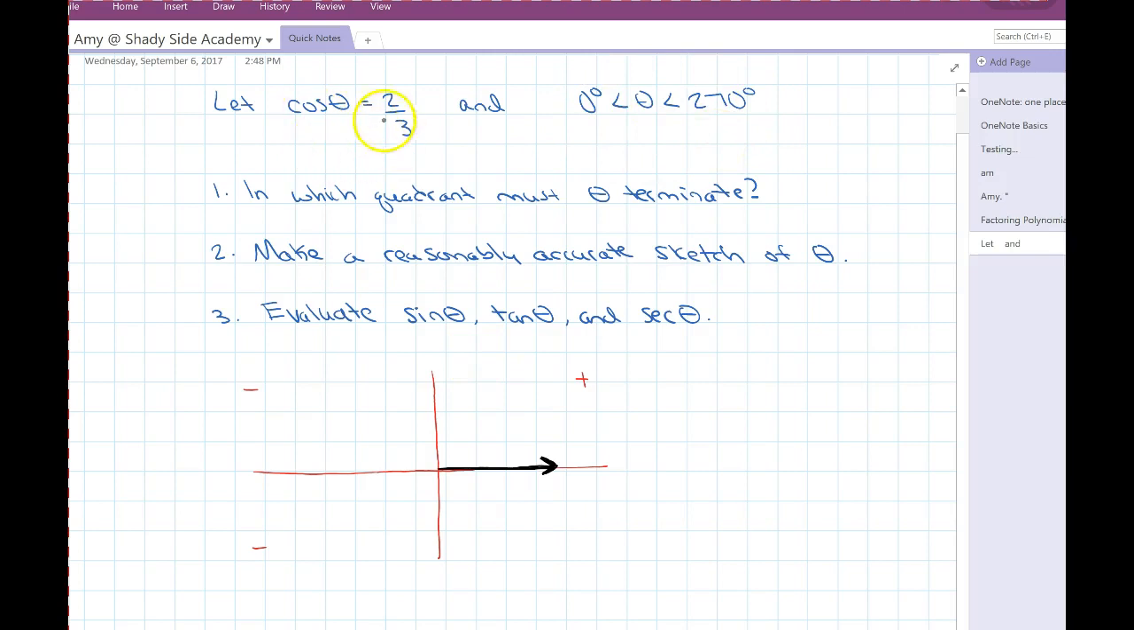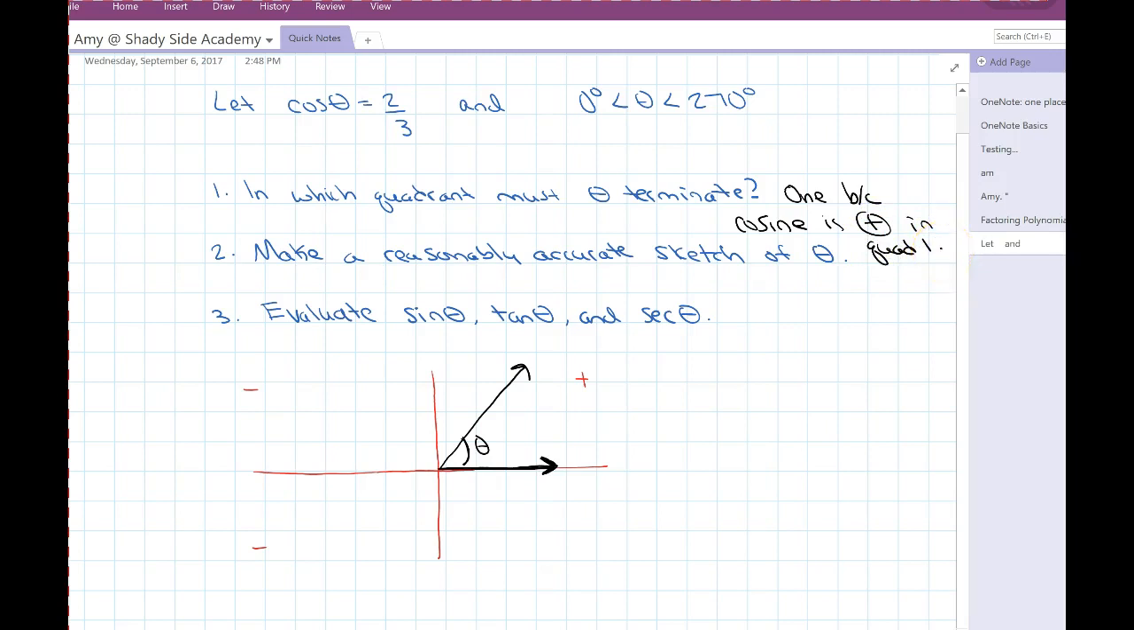Well, the fact that cos of theta is 2/3 tells me that this angle theta must terminate somewhere in quadrant 1. So I'm just going to do this. This angle here, that must be theta. Okay? So theta must terminate in quadrant 1 because we notice that cosine is positive in quadrant 1. Okay, I know that.